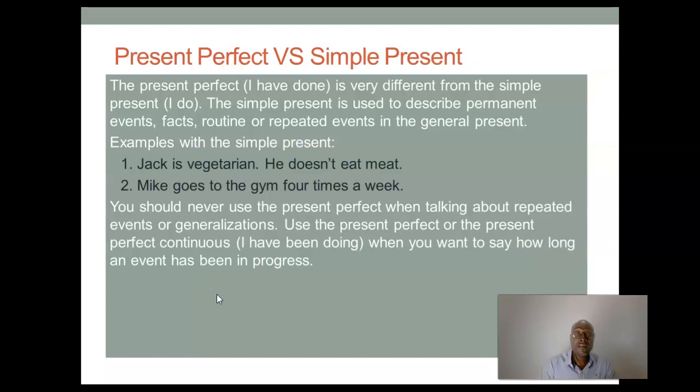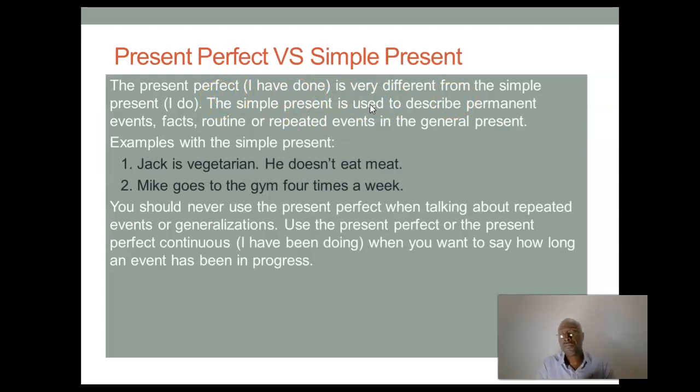Now, let's look at the present perfect tense versus the simple present tense. Present perfect is present and simple present is present too, because there are 4 presents in English. There's the simple present, I do, present continuous, I'm doing, present perfect, I have done, and present perfect continuous. That's 4 presents. Don't confuse all 4 because they're very distinct. Now, the present perfect tense, I have done, is very different from the simple present, I do.